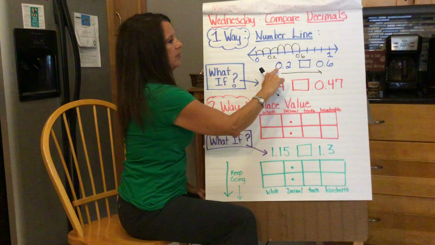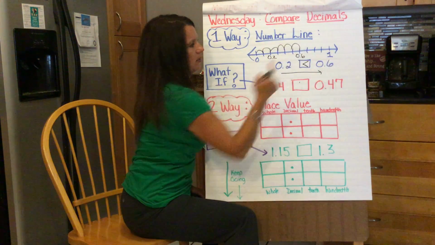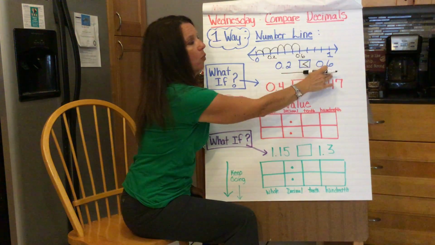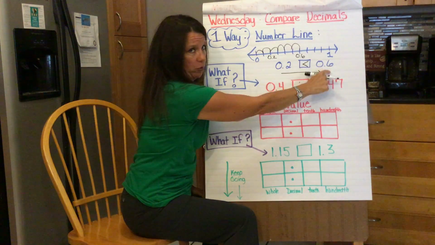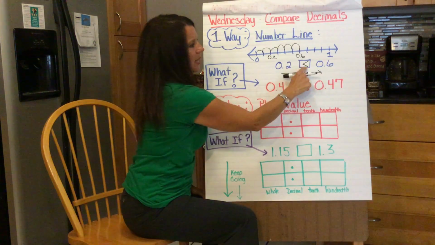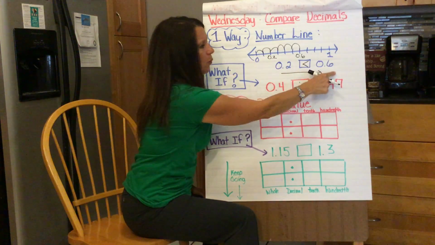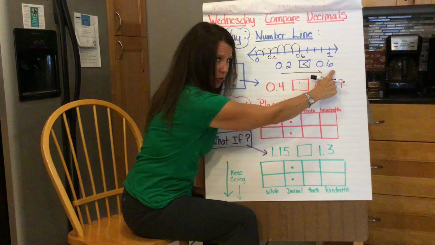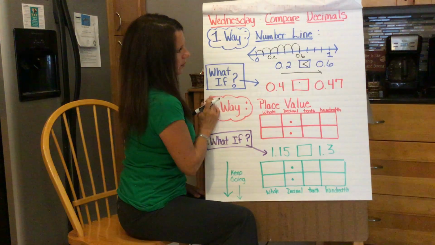So remember, you always read left to right. I would write 0.2 is less than 0.6, because the alligator mouth wants to eat more food. Okay? So you always read left to right when you're reading it. 0.2 is less than 0.6. You wouldn't say 0.6 is greater than 0.2, because we don't read right to left, right? You read left to right.